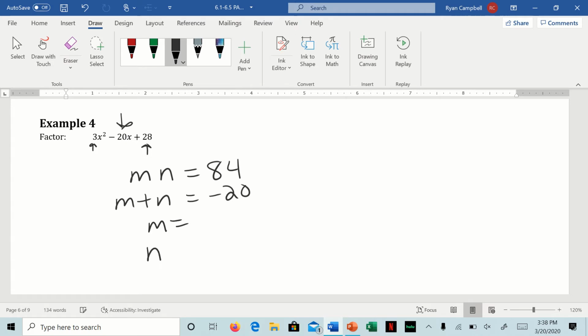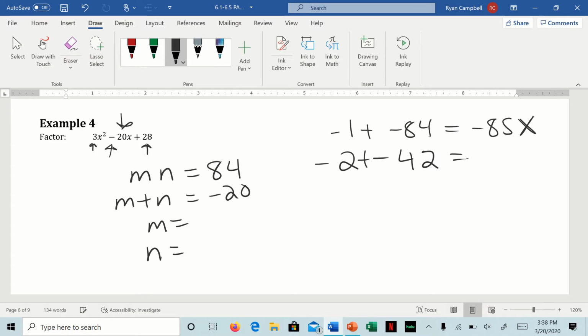So what two numbers do we end up with? Let's think about this. We've got 84, so 1 and 84. Ooh, of course, it's negative, right? So these are probably going to be the negative forms of them. So -1 and -84. When you add those, we get -85, so not close. What about 2? So 84 divided by 2 is 42. If we have both negatives and add those together, that's -44. Not great. What about 4? Right? So 84 divided by 4 is 21.